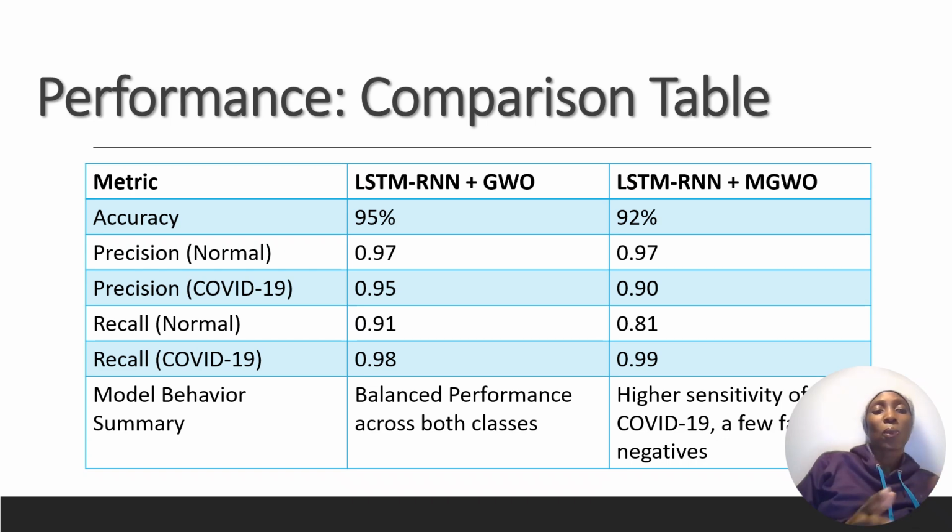Then the recall for normal shows that the Grey Wolf optimization performed better than the modified one, and in COVID-19, the modified Grey Wolf optimization technique performed better than the standard Grey Wolf optimization technique. So the model behavior is that there was balanced performance in the LSTM RNN used with Grey Wolf optimization for all the classes, and the modified one had higher sensitivity for COVID-19 and fewer false negative values.